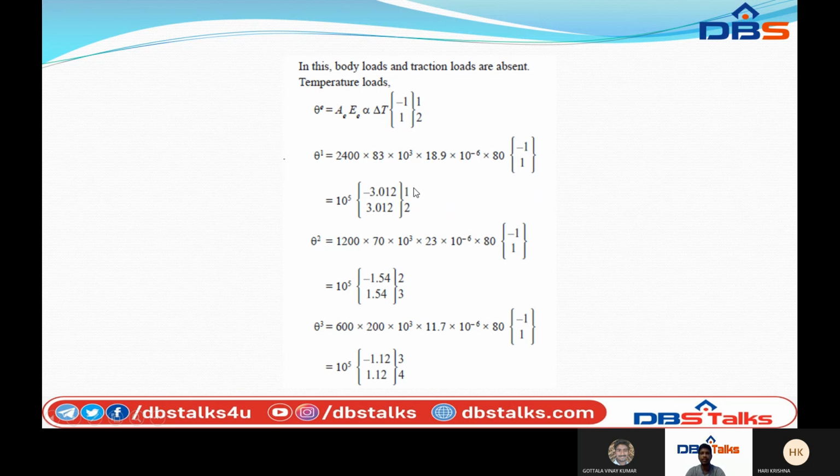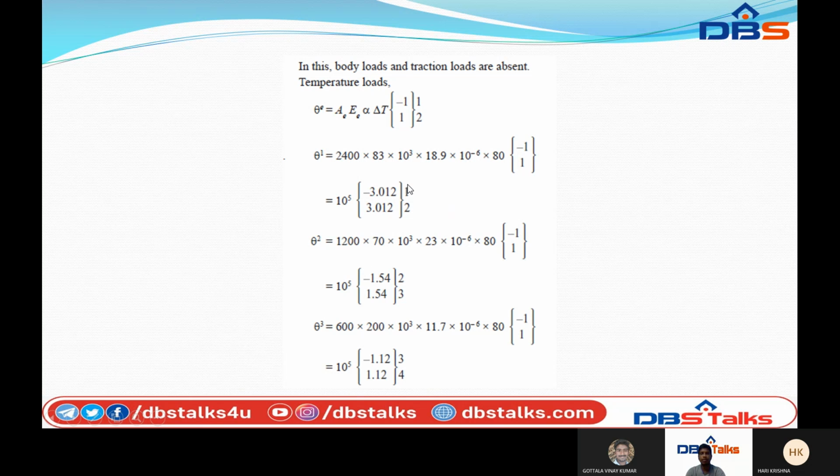For identification and remembering, I'm writing beside it number 1 and number 2. For element 2, the temperature load vector will be the same, but change the values of area and Young's modulus and thermal coefficient here. The formula will be similar for calculating all temperature loads, theta 1, theta 2, theta 3.